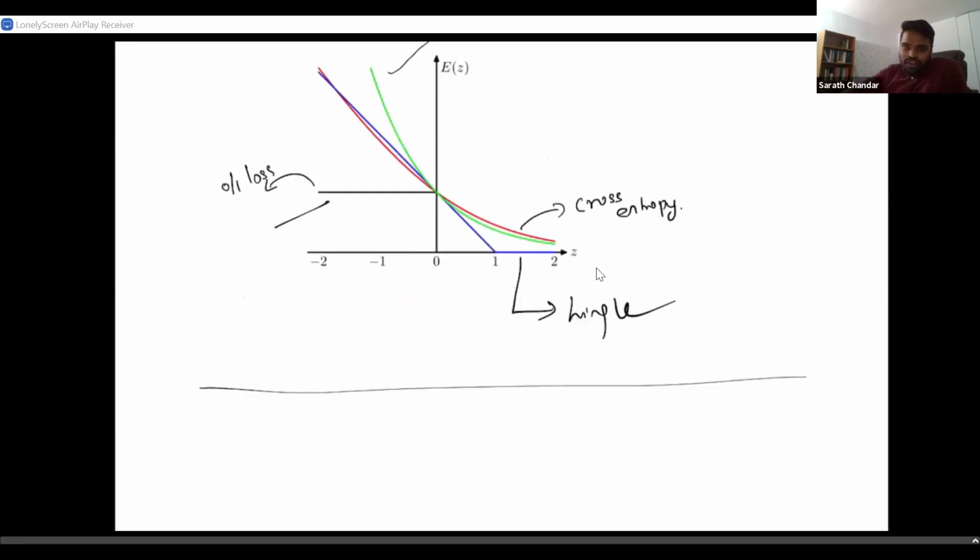We're still not done with ensemble methods. We will see yet another ensemble method in Monday's lecture.